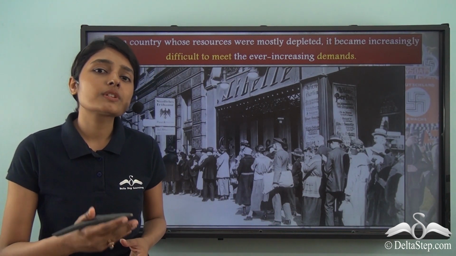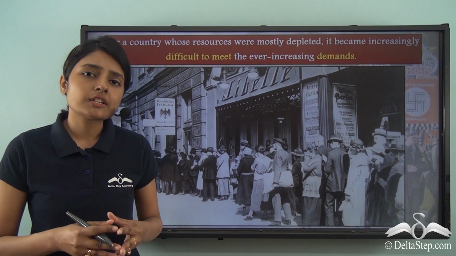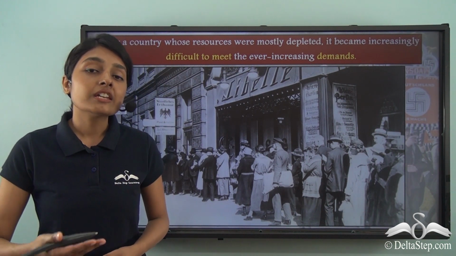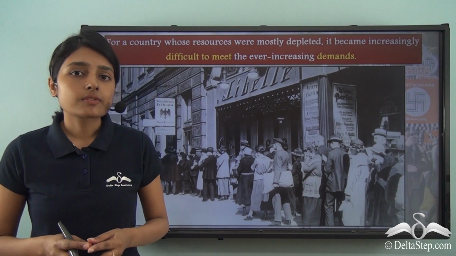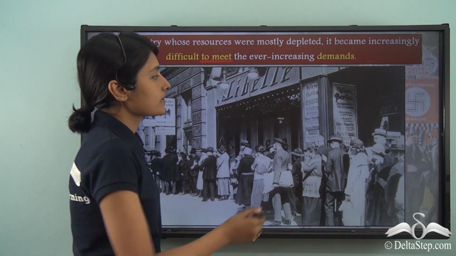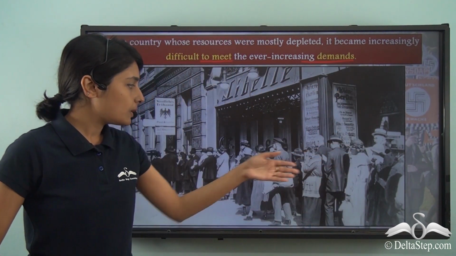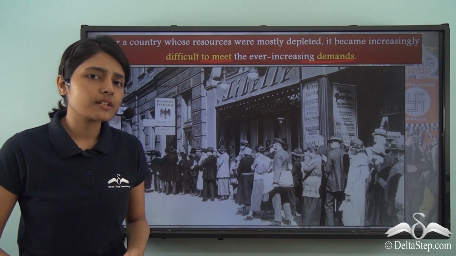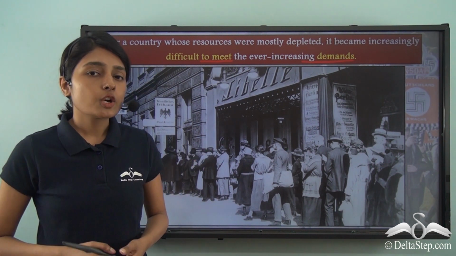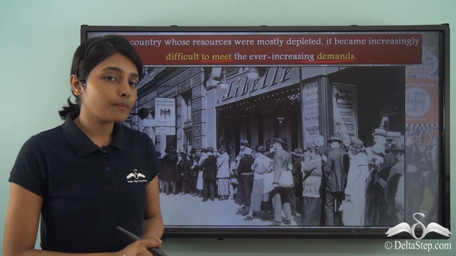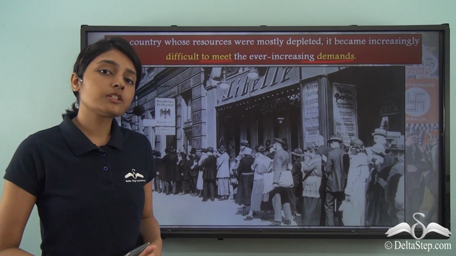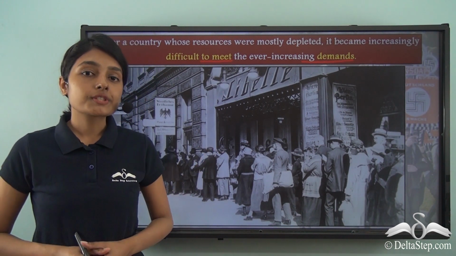Because the German economy was already faltering, as we know. Germany did not have sufficient resources to produce more and more goods to take care of the increasing demands of the citizens. So as a result of this, it became increasingly difficult for Germany to meet the ever-increasing demands of people. So people were then queuing outside the shops simply because they had access to huge numbers of paper currency. But these shops were not able to meet the increasing demands of these people. Firstly, the German economy was faltering, and secondly, Germany did not have enough resources to produce goods for the masses.